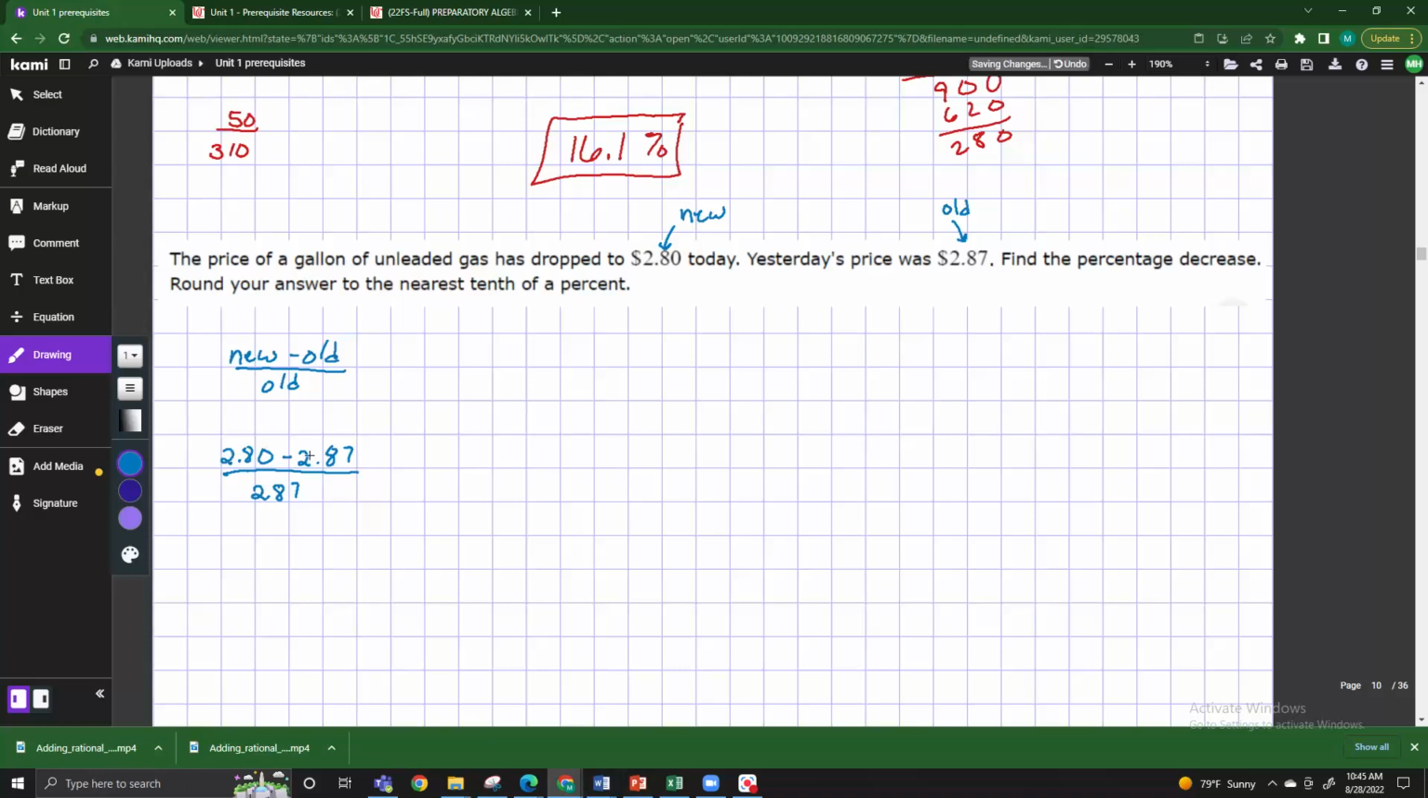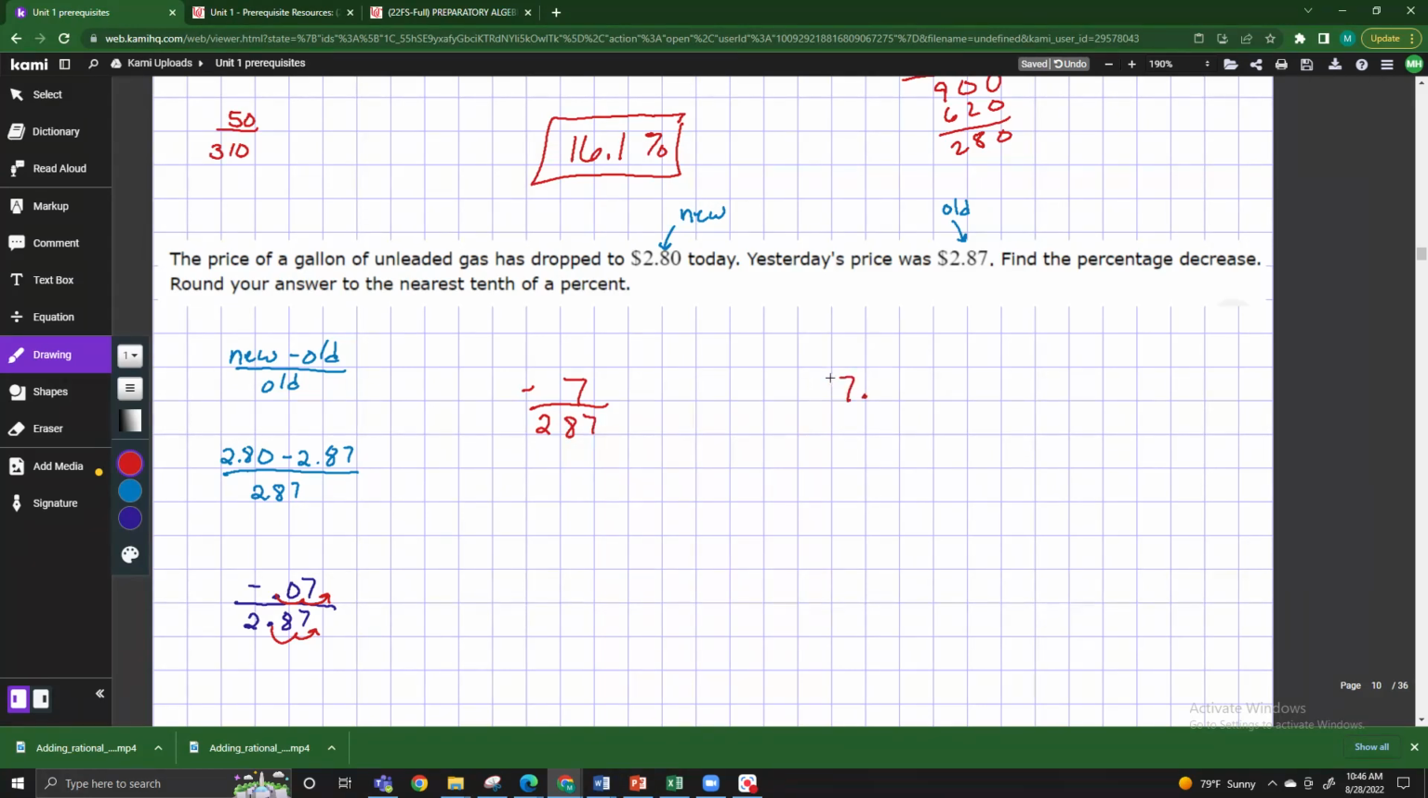Now, you should be able to see that 280 to 287, that is a 7-cent change. So this is going to be a negative 0.07, 7 cents, over 2.87. Yet again, I want to get rid of those decimals, so I'm going to move it here. Whatever I do on the bottom, I have to do on the top. So really what I'm thinking about is negative 7, because it's a decrease, but I'm not going to have that in. Divided by 287. This is going to be ugliness, but we're going to do it anyways.